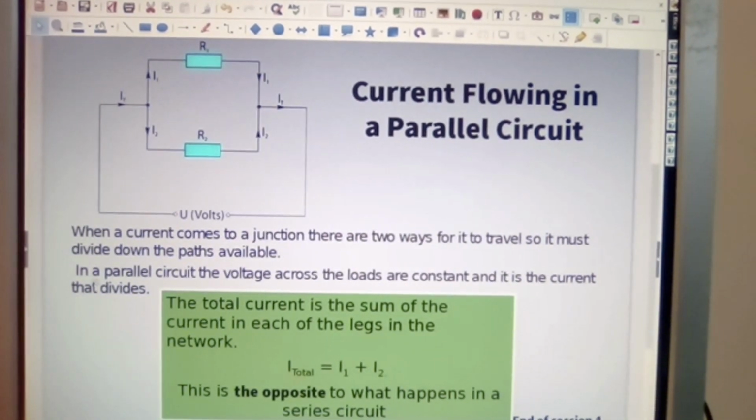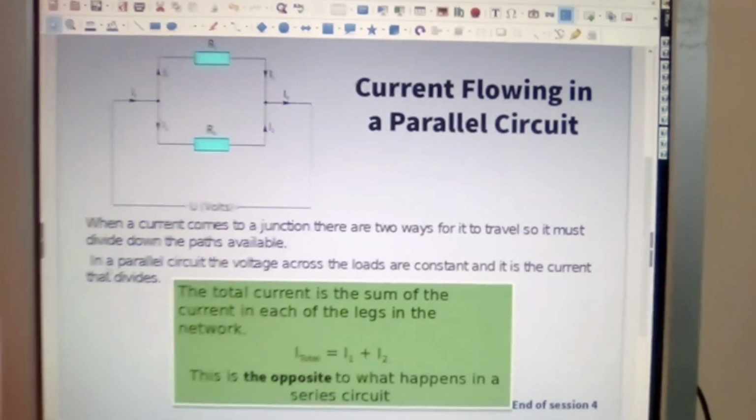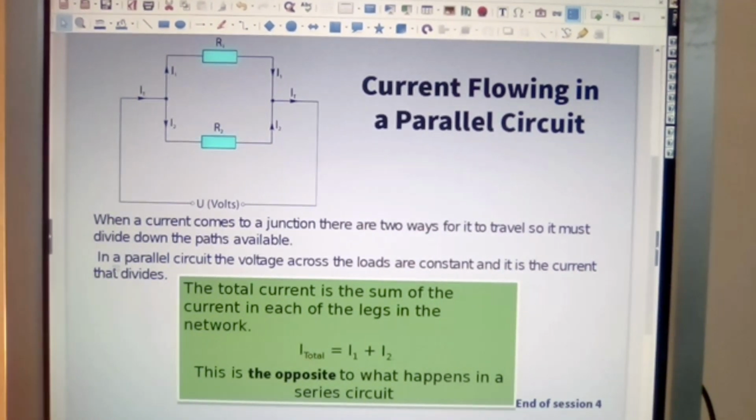And here we are, okay, good. We're in full view. Good.